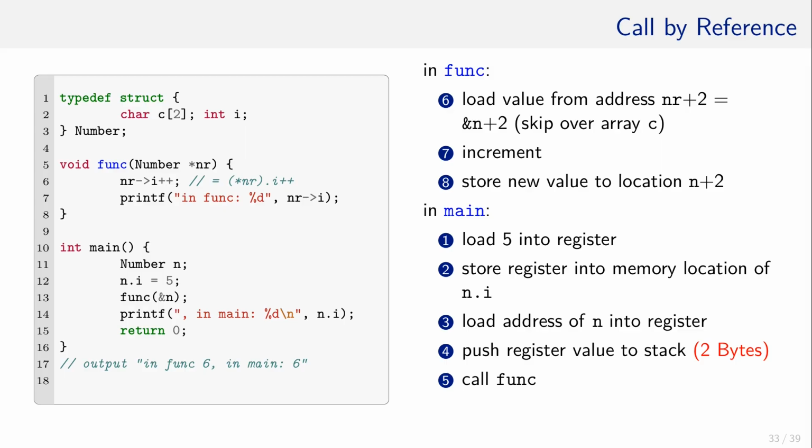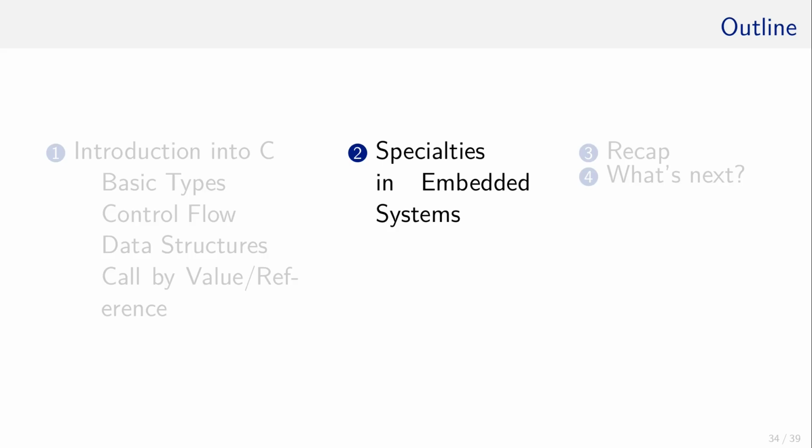We discard the address that we pushed to the stack earlier, and not the structure itself, and continue with the instructions in the main. In the main, the integer is accessed again and printed. However, since we manipulated the memory location of the integer and not a copy of it, 6 is printed here as well. Okay, that's all about call by value and reference so far.